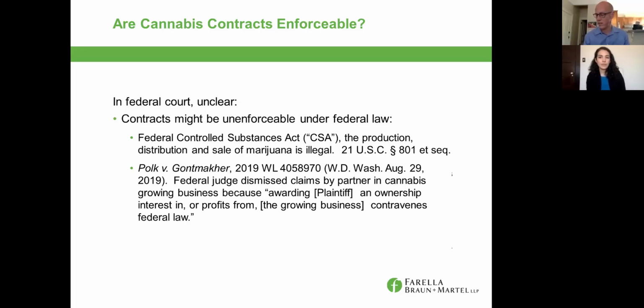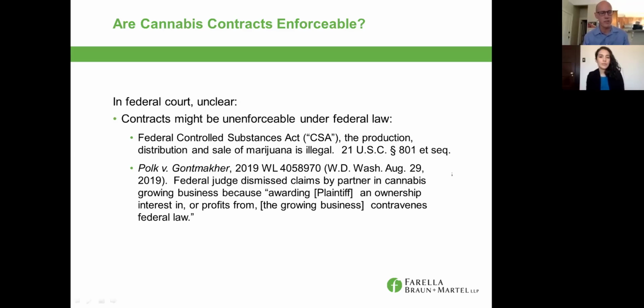And the judge agreed. The judge said awarding plaintiff an ownership interest in or profits from this business contravenes federal law, and the judge granted the motion to dismiss. Now, there was one thing kind of unique about this case, which is that in the state of Washington, which was one of the first states that actually legalized cannabis, you cannot own a cannabis business if you have a criminal record. And this particular plaintiff did have a criminal record, and so he would not have qualified to be an owner of a cannabis business even under state law.